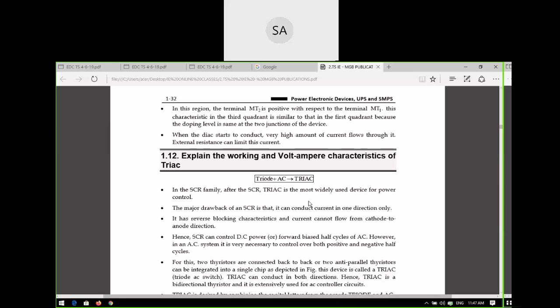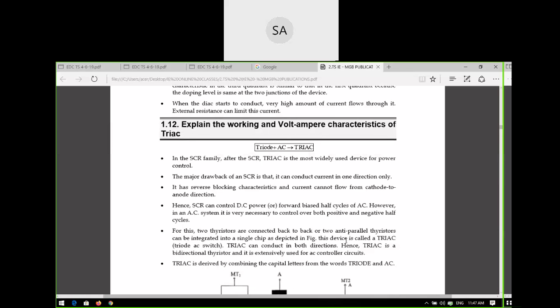The SCR can control DC power or forward biased half cycles of AC. However, in an AC system, it is very necessary to control both positive and negative half cycles. Is it clear? In AC circuits, you have to control the positive half cycle as well as the negative half cycle. It cannot be done in the SCR, because in the negative half cycle it is off, so there is no control.